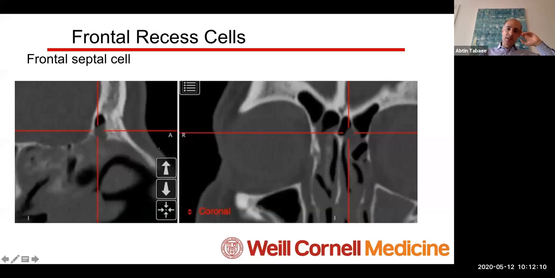A frontal septal cell, as it implies, is a cell that's really connected to the superior aspect of the nasal septum. These tend to be eccentric, meaning they clearly have a drainage pathway. Physiologically, they're born with some opening draining somewhere, and it's typically either left or right, but not both. And you might get a sense from looking at the CT carefully that it seems to be maybe connected to the left side. And ideally, if you're going to explore this region, you would try to make it into continuity with the left side.